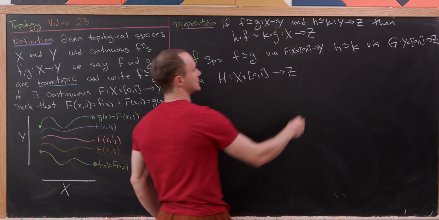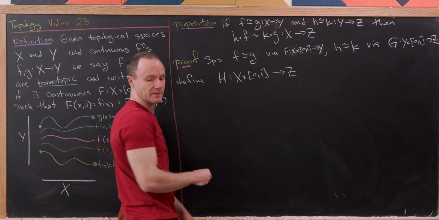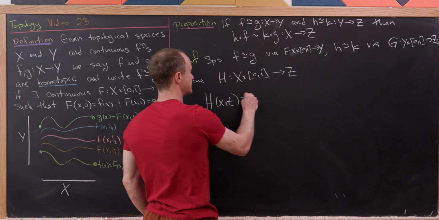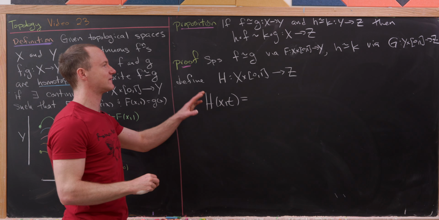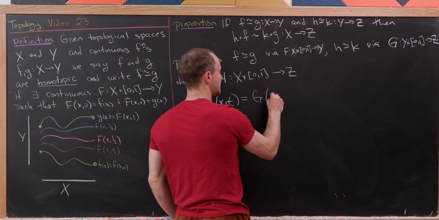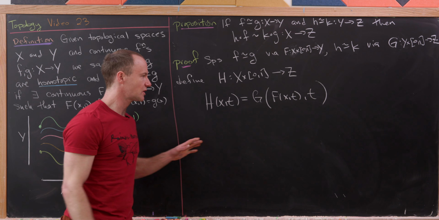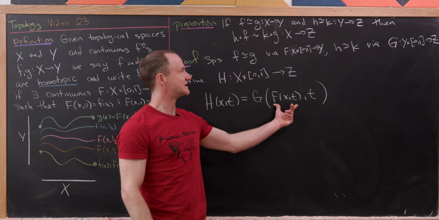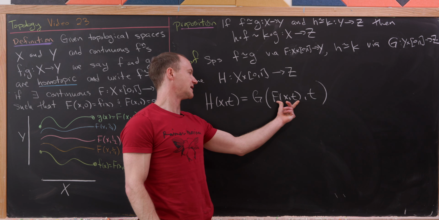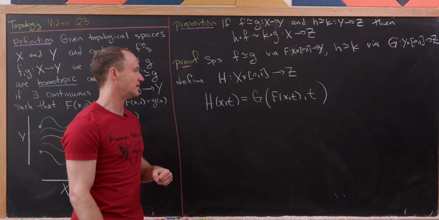Okay, so now let's see how this H has got to be defined for the whole thing to work out. H of (x, t) is going to be equal to, well, it's kind of like the composition of F and G. So it's going to be G of (F of (x, t), t). Look at what's going on here. F of (x, t) is an element of Y, so we're sticking an element of Y here, and then applying this t, which means we get a Z out in the end.